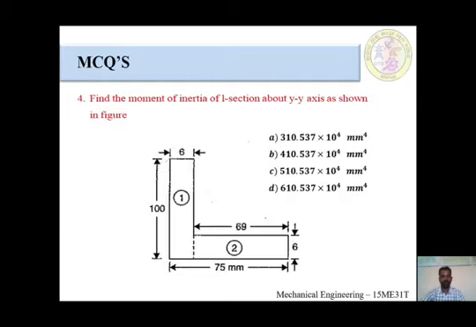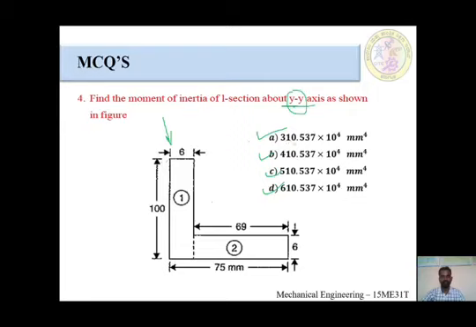Next, move to the fourth question. The fourth question is to find the moment of inertia of the L section about the YY axis as shown in the figure. The specification is the same as in the first question. The only thing changed from the first question to this one is that in the first question they asked about the XX axis, and in this problem they have asked to determine about the YY axis. Four options they have given, A, B, C and D. Read and do proper calculation before answering the question.